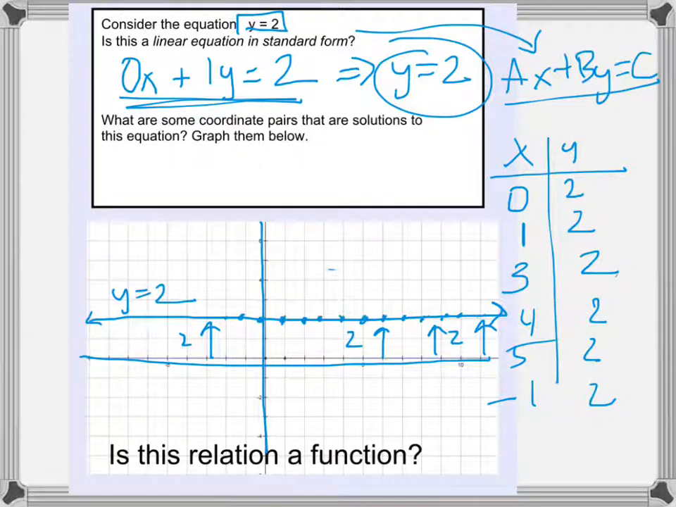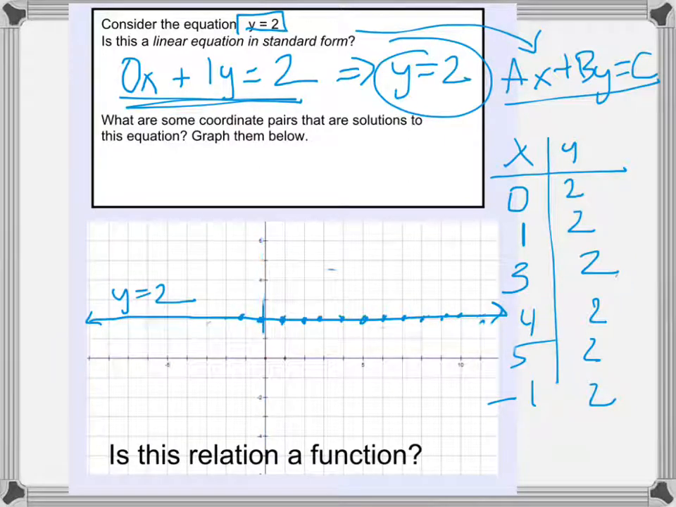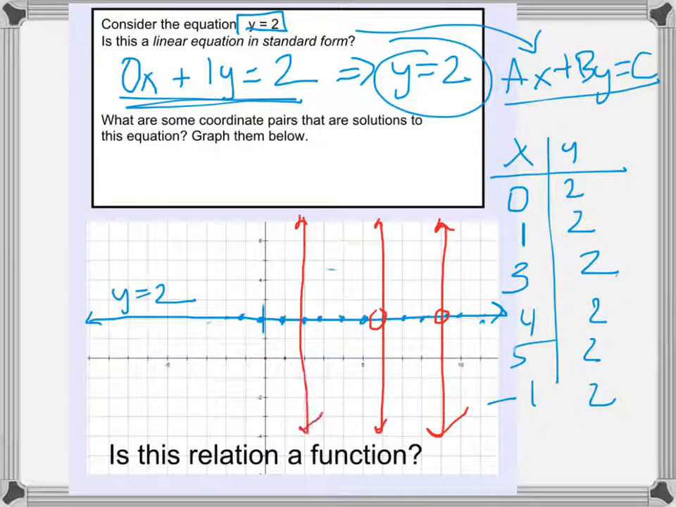My question is, is this relation a function? Remember, we can tell by the graph whether a relation is a function if it passes the vertical line test. So if I draw a vertical line, how many times does it cross the graph? Right here, how many times does the red line cross the blue line? It only crosses it once. Whatever vertical line I draw, it only intersects the graph once. So the answer is yes, it is a function because it passes the vertical line test.